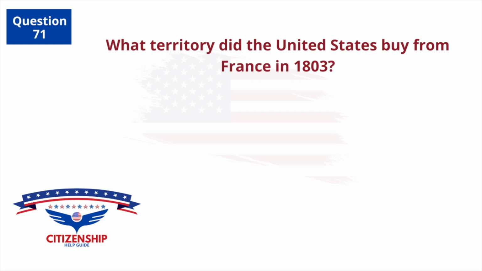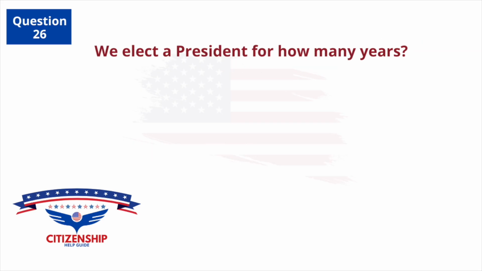What territory did the United States buy from France in 1803? The Louisiana Territory. We elect a president for how many years? Four.